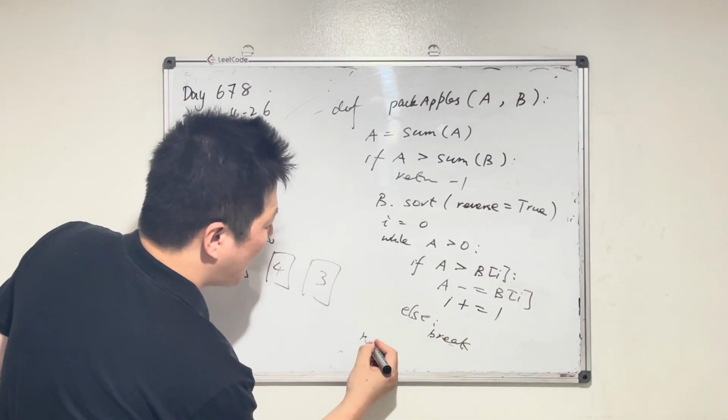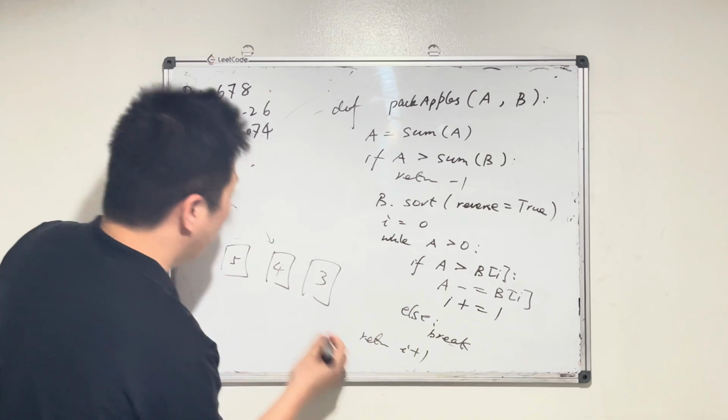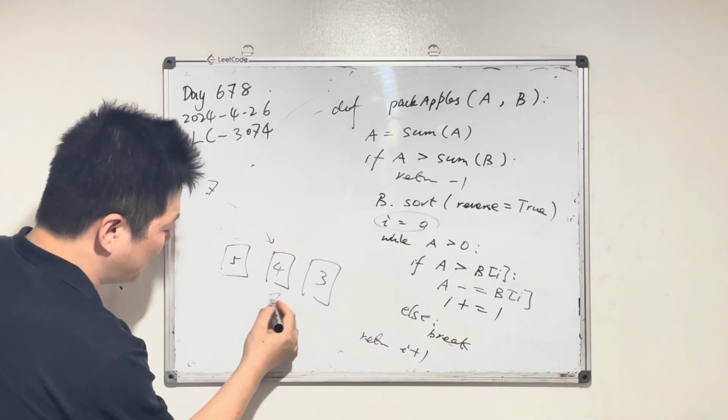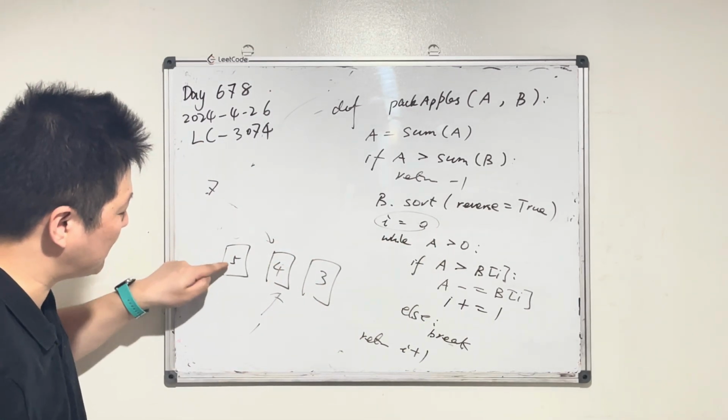Yeah. And then the answer is return i plus 1, right? Because I start from 0. So once we are here, 1. So we need the 2 boxes, 5 and 4.